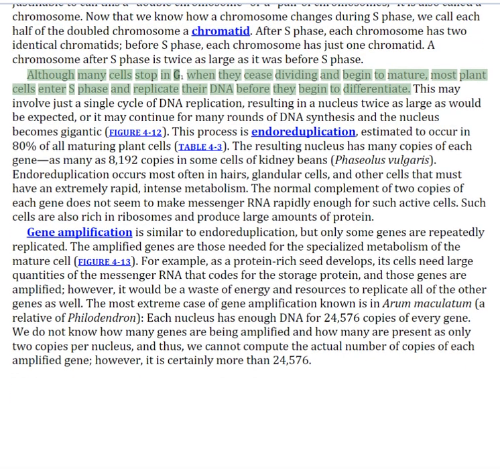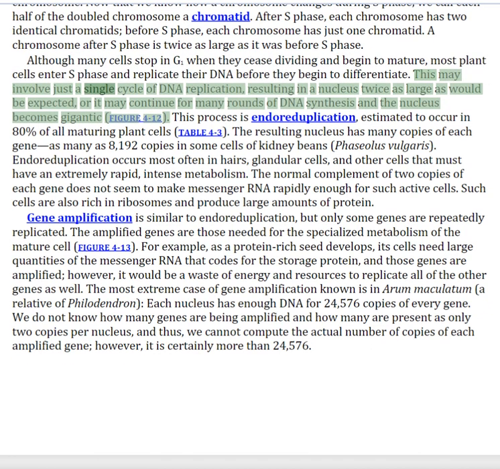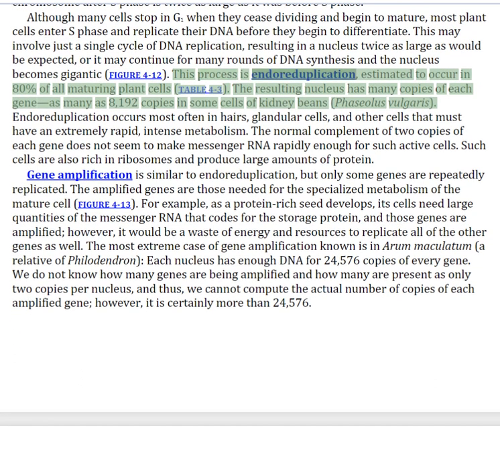Although many cells stop in G1 when they cease dividing and begin to mature, most plant cells enter S phase and replicate their DNA before they begin to differentiate. This may involve just a single cycle of DNA replication, resulting in a nucleus twice as large as would be expected, or it may continue for many rounds of DNA synthesis and the nucleus becomes gigantic. This process is endoreduplication, estimated to occur in 80% of all maturing plant cells. The resulting nucleus has many copies of each gene, as many as 8,192 copies in some cells of kidney beans.